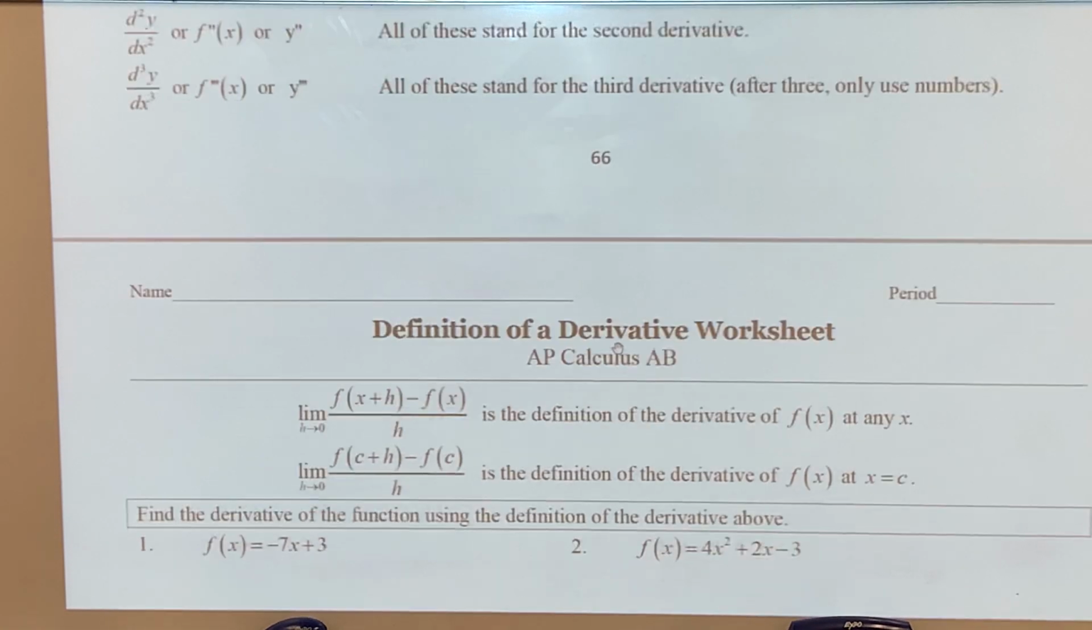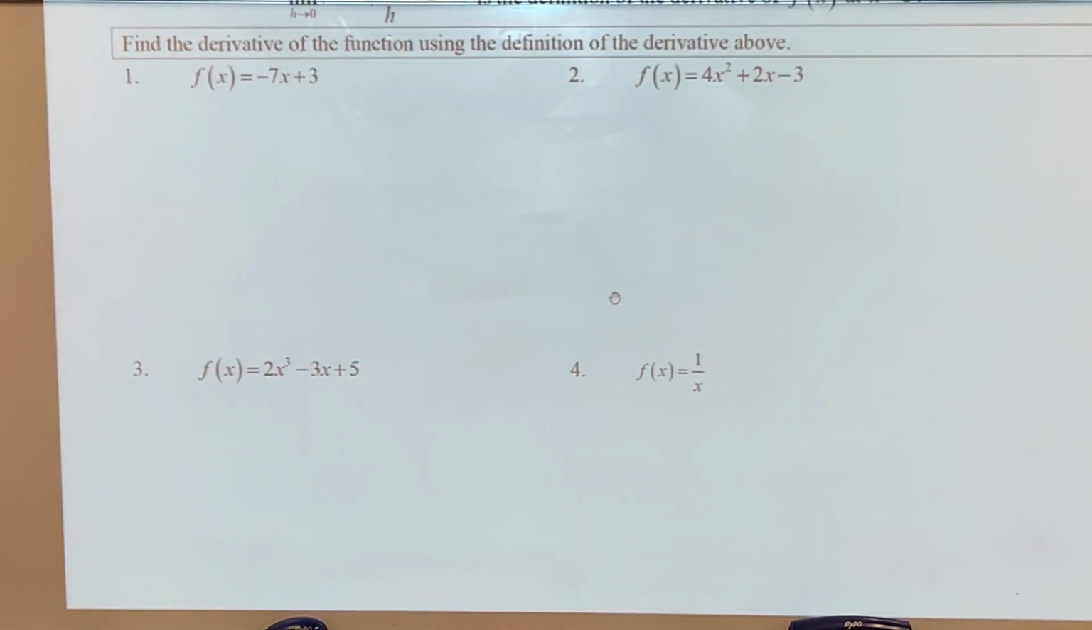Are you with me? All right, so let's just look at a couple practice problems. You should know the derivative of number 1 right now. What's the derivative of number 1? 7.